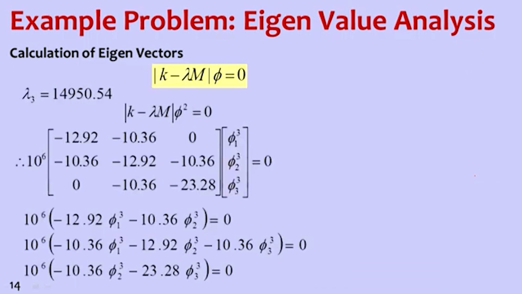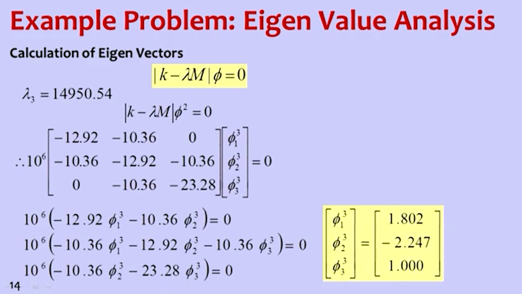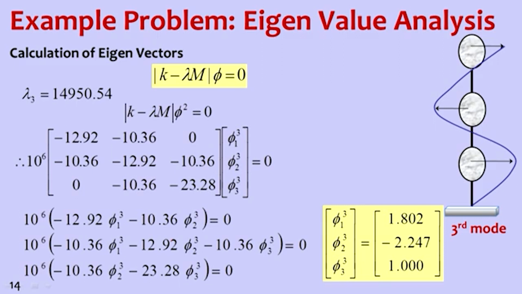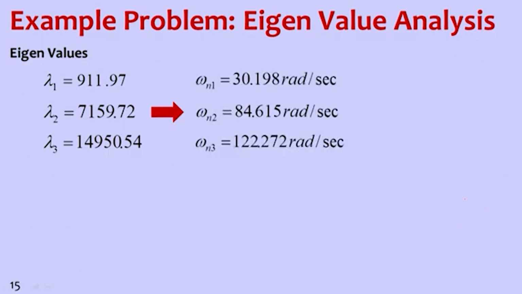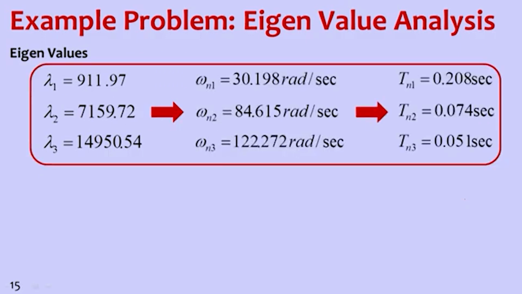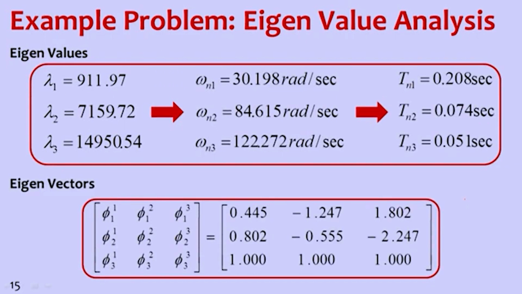When you substitute eigenvalue 3 in this equation and get the eigenvector values, phi 1, phi 2, phi 3 of mode 3, we get it like this. You can see this one crosses the axis at one point, a second point, and this is the beginning. So 3 places. If we look at all 3 at a time, this is the phi matrix, the values matrix. So the 3 eigenvectors are there.